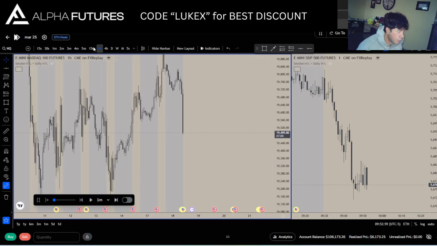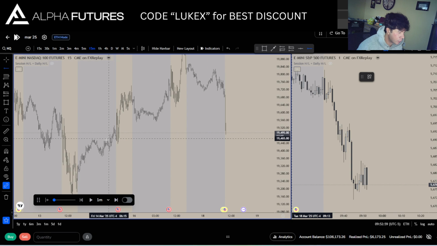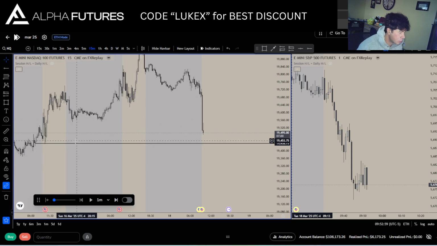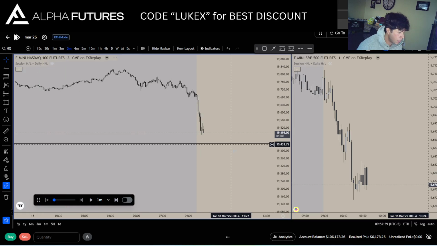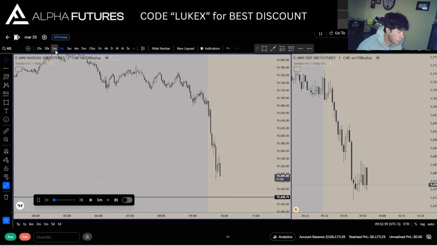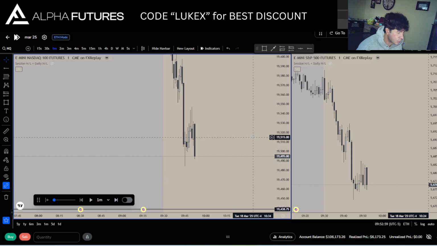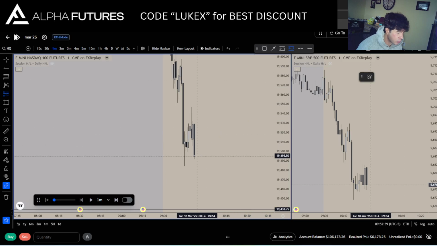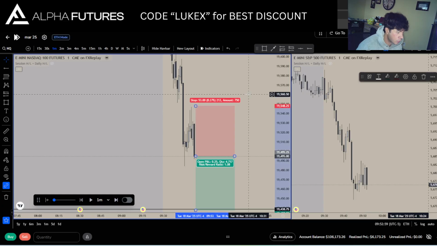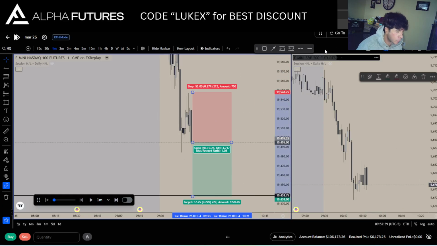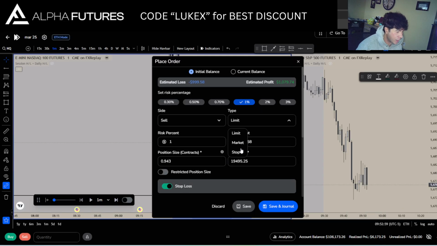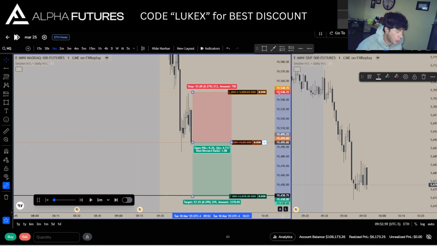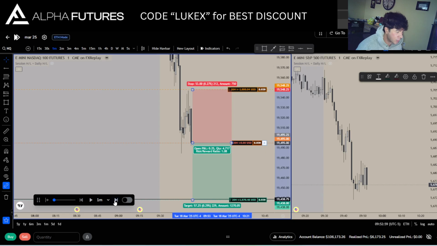Okay, so what do we have for draws here? We have these lows. Price is delivering out of a 3 minute. We got 1 minute displacement right here. I'm gonna probably try to short this one right here. Boom. We are in a bit extended, but I think we continue.